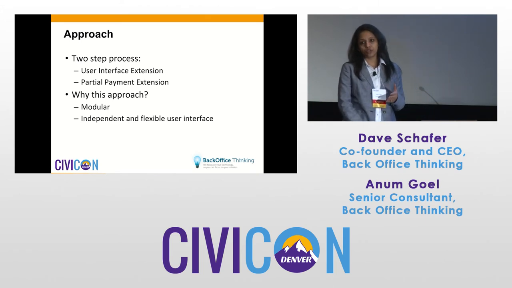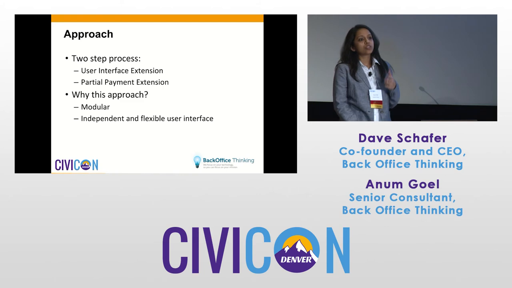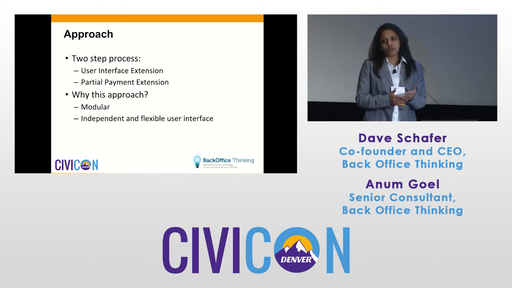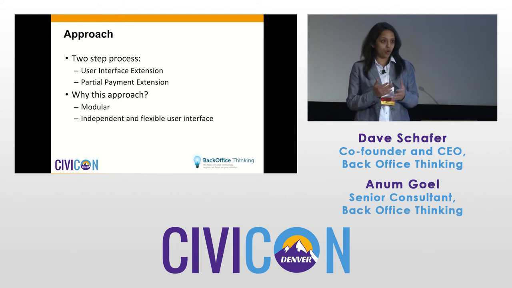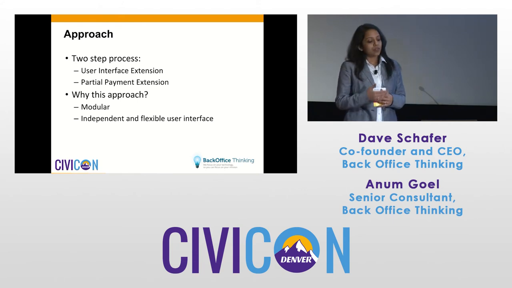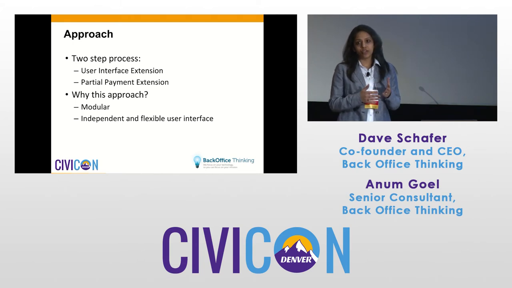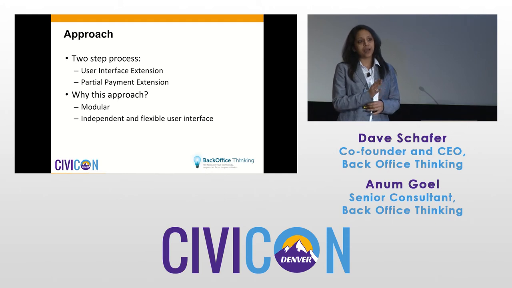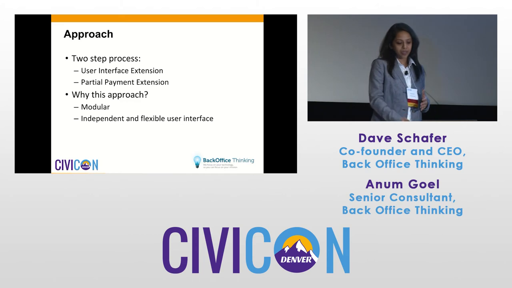So we came up with this approach of developing it as a two-step process. That involved creating two separate Civi extensions. First was the user interface extension, and the second extension is the partial payment extension. We came up with this approach so that we could make the process more modular and reusable. It also provides flexibility around the design, because the user interface extension is independent of the partial payment process. That gives users the ability to create their own user interface, come up with their own design, and they just need to use the partial payment extension for processing the payments.